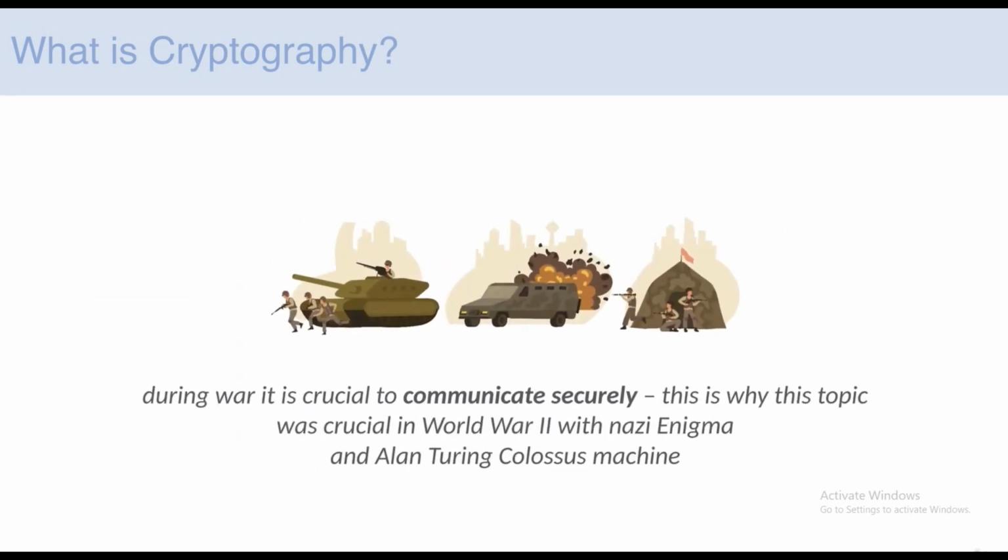Okay, so let's talk a bit about the applications of cryptography. Why do we need cryptography at all? The most crucial application has something to do with wars. During a war, it is crucial to communicate securely. This is why cryptography was crucial during the Second World War. The Nazis used the so-called Enigma, a machine that could generate encrypted text. And of course, on the other hand, Alan Turing built a machine that could decrypt the encrypted messages essentially with a brute force approach. We are going to talk about it later. Okay, so this is the first application.